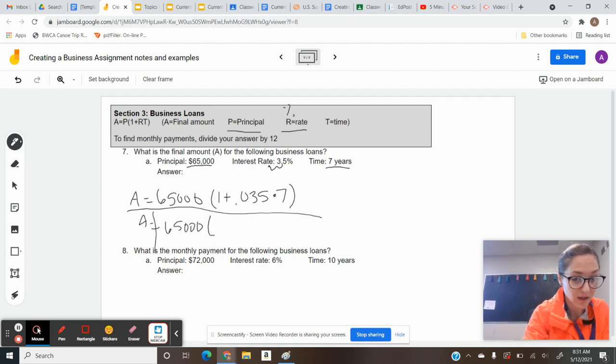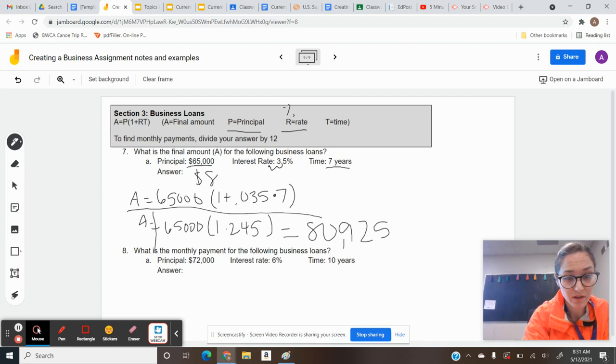65,000 times 1.245. And when I multiply that through, I get 80,925. And that would be your answer. So that's all you got to do for 7, A, B, and C, and you already have A as a free answer.